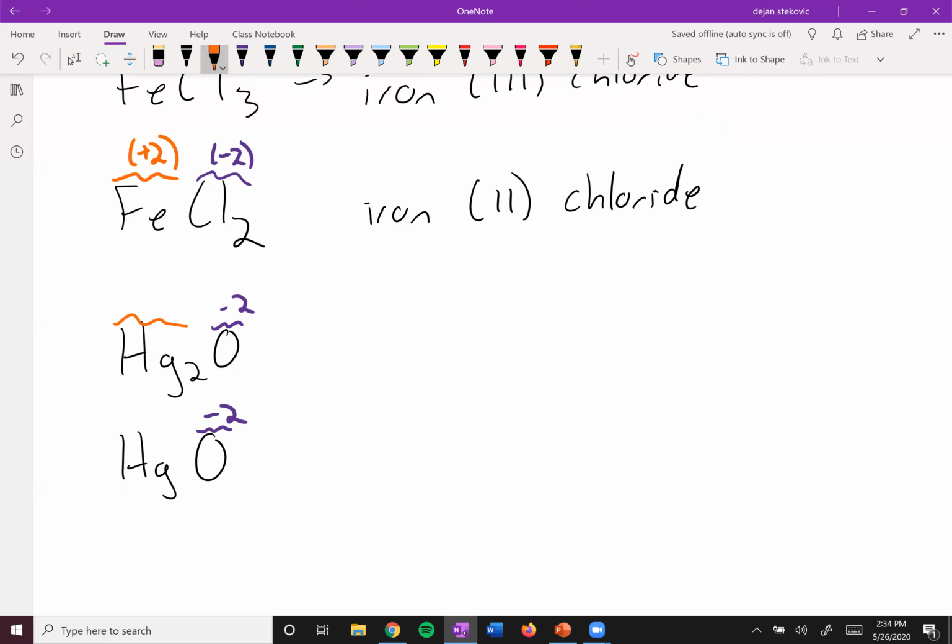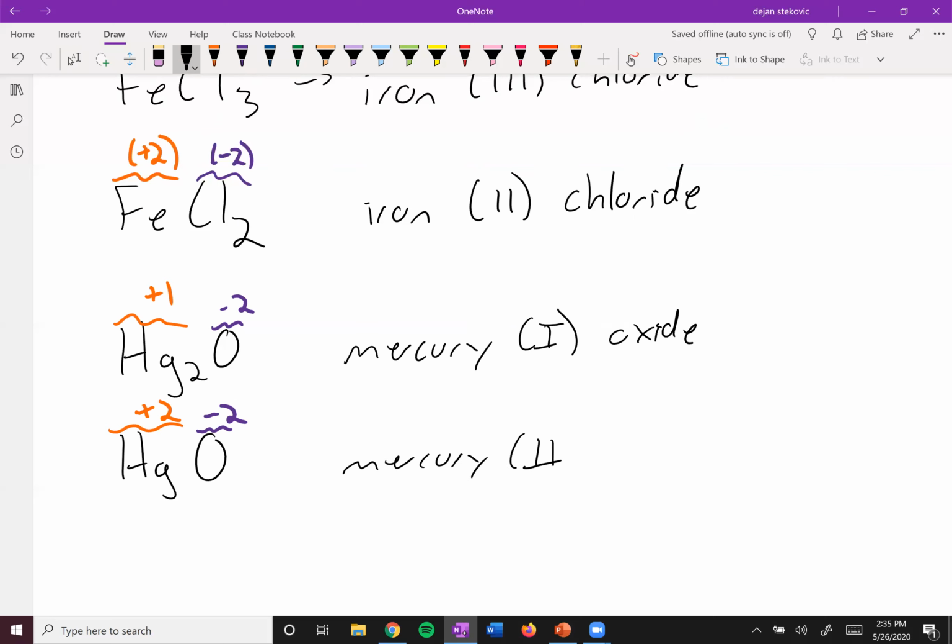So then you have to think about what's going to be the charge on the mercury, right? And overall, it must be neutral. So if we have 2 mercuries and it has to sum to +2 to cancel out the -2, they must each be +1. Whereas this mercury, when there's only 1 of them, this one's +2. So the top one would be mercury(I) oxide, whereas the bottom one would be mercury(II) oxide. So again, the stuff in the Roman numerals is the charge of the transition metal.